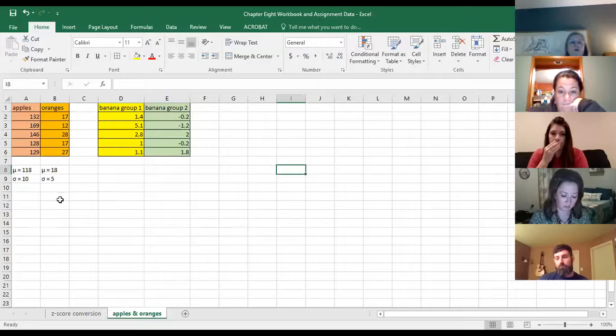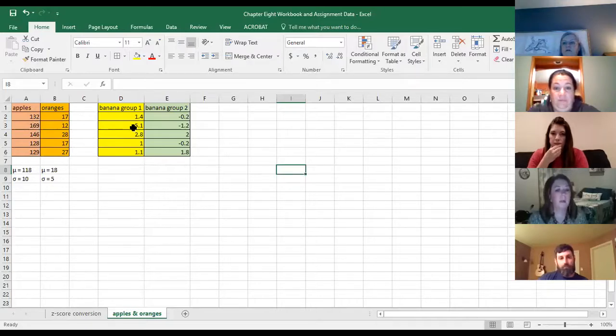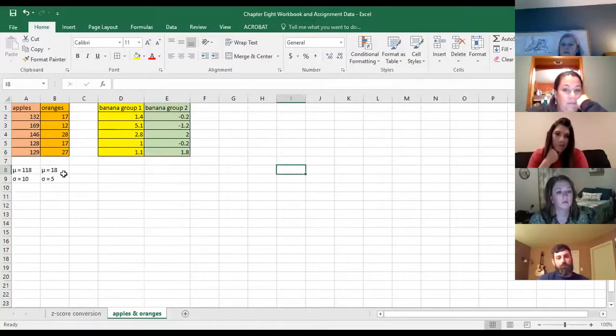And some of them are far away. If you think about it this way, if my standard deviation is 10, my mean is 118, 169 is going to be a little bit more than 5 standard deviations to the right of the mean. So that makes perfectly good sense. Where the oranges value is actually below the mean of its population, it is below by a little bit more than 1 standard deviation, so that makes sense that it's negative 1 point something.